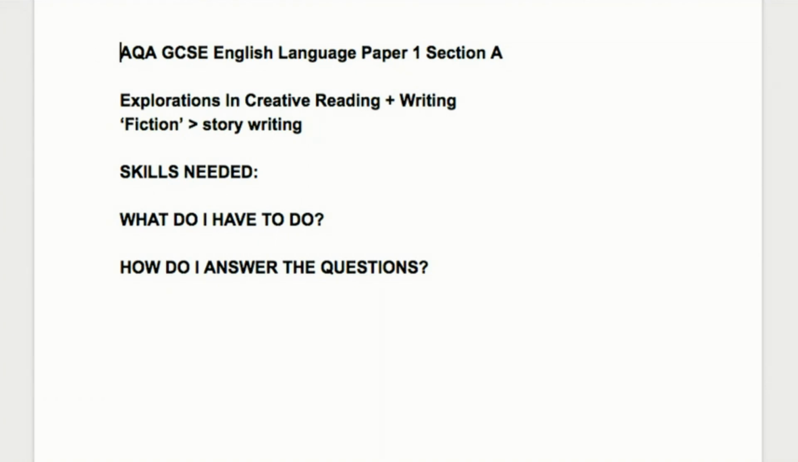So we're going to look today at Paper 1, Section A. There are two papers and each paper has two sections, so both of them have an A and B section. Section A is the first section on Paper 1 and it's to do with creative reading. The name of the paper is Explorations in Creative Reading and Writing. We're just looking at the reading part today.